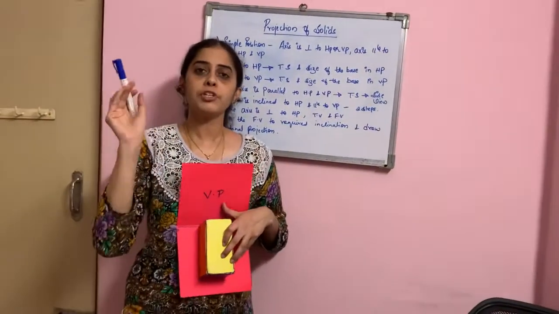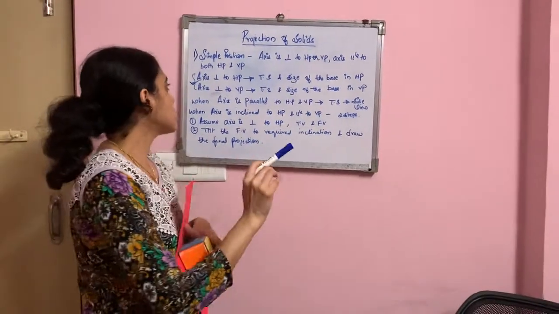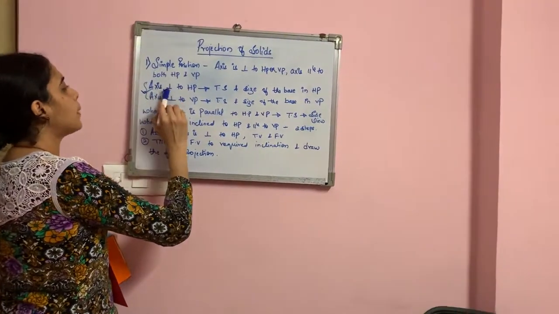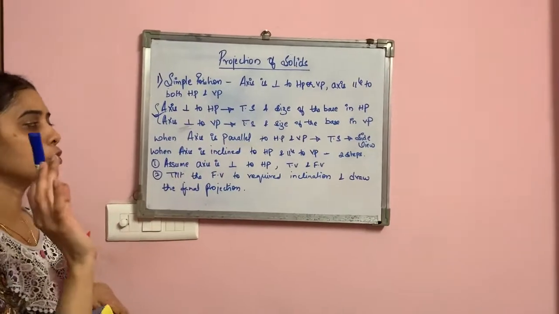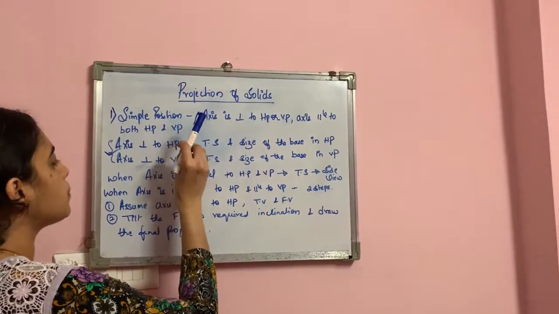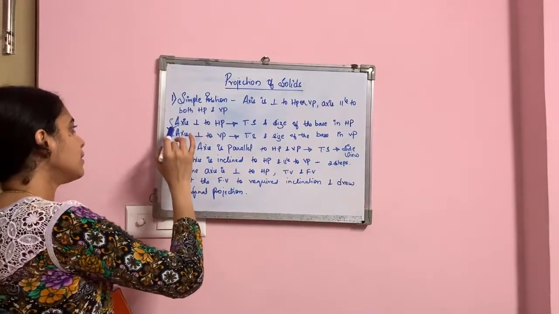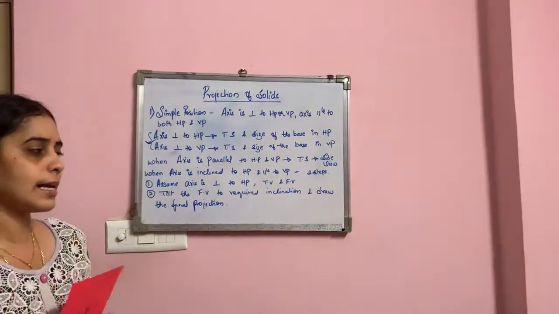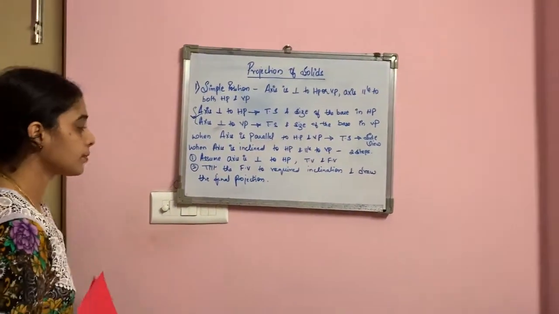But in projection of solids, we solve problems only related to the axis being either perpendicular, parallel or inclined to HP. You don't have problems related to the axis perpendicular to VP, parallel to VP or inclined to VP. So you can just omit the second condition, but you should know how it will be.